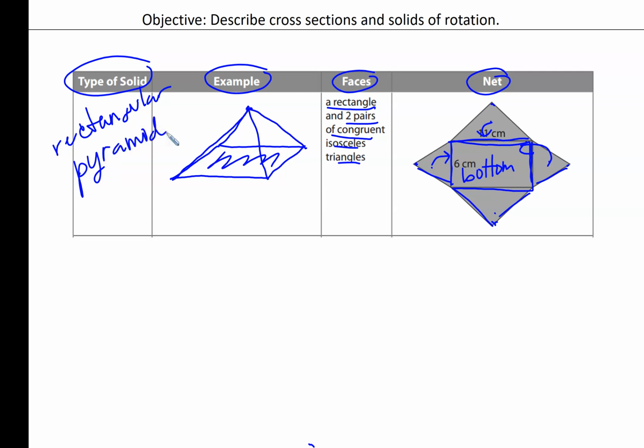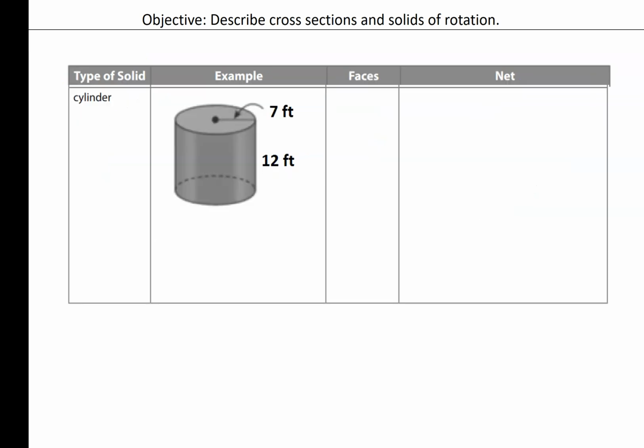All right, moving on. All right, so for this part of our table, we are told that we're working with a cylinder and we're given a drawing of the cylinder. So we have to describe the faces or surfaces and also draw a net. So we're going to start with the net in this case. So one of the things that we know about a cylinder is that the top and the bottom are both circles. The question is, do we know how to describe the side of a cylinder?